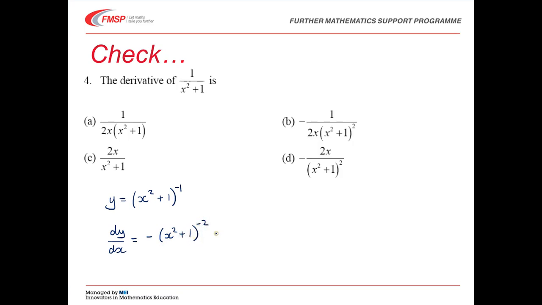And then I need to multiply by the derivative of what's in the brackets, which is 2x, and I can squash that in there. You might want to rewrite that in a similar form to the original question. It really depends on what you've got to do with it next. And that, you can see, is answer D.